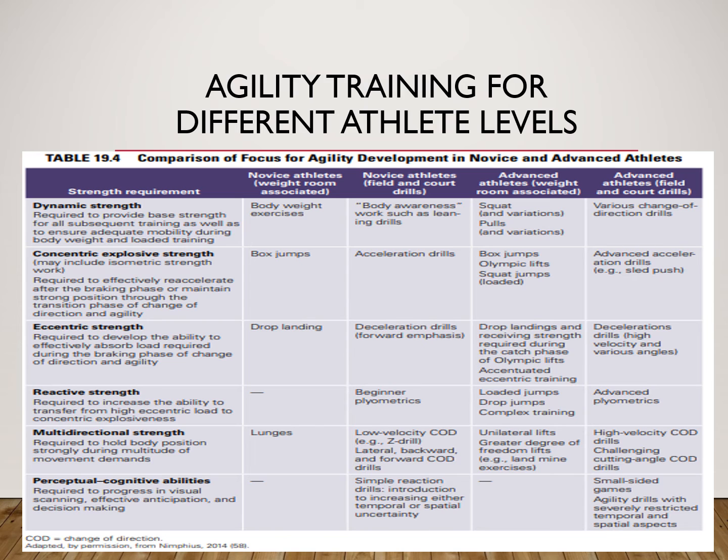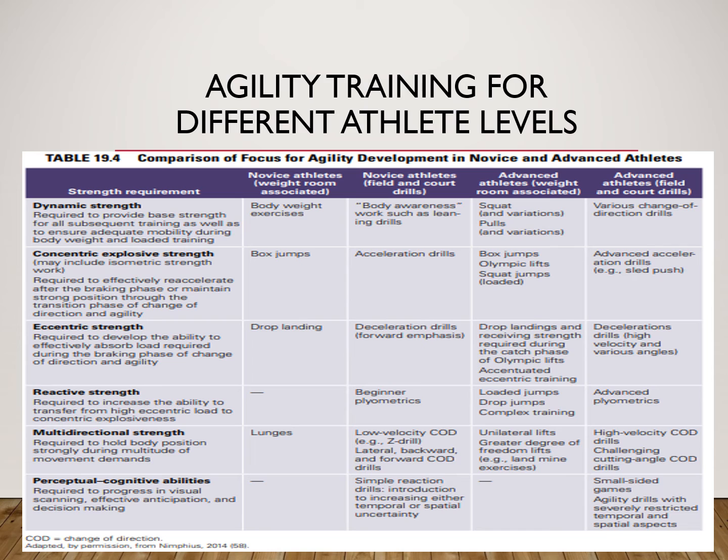Now for the concentric explosive strength, the novice athlete would be working more on box jumps, whereas the advanced athlete, whilst developing box jumps, would also be doing a greater amount of work on things like Olympic lifting. Both box jumps and Olympic lifts have a focus on the triple extension of the hip, knee, and ankle, which is so important for this kind of acceleration focus that we'll be looking at.